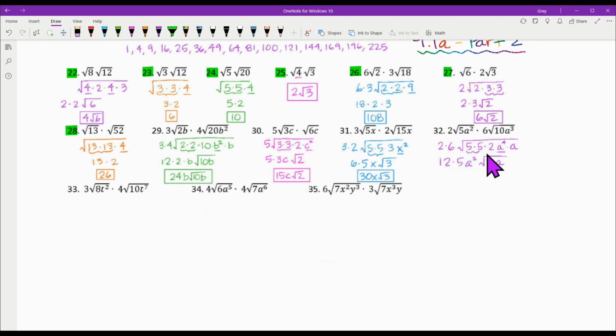Perfect square, brought out the 5. I got 2 of something, I bring out 5. A squared, that means a to the 4th becomes a squared. So that's 60 a squared square root of 2a.